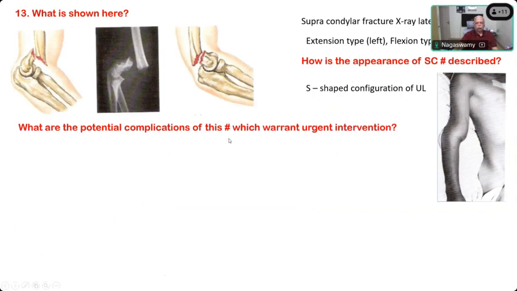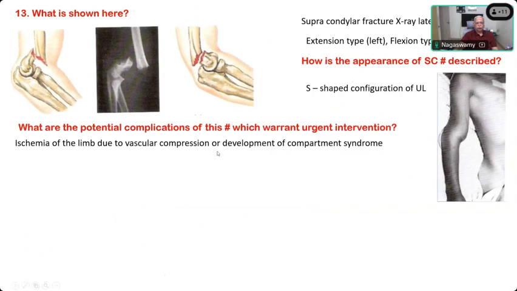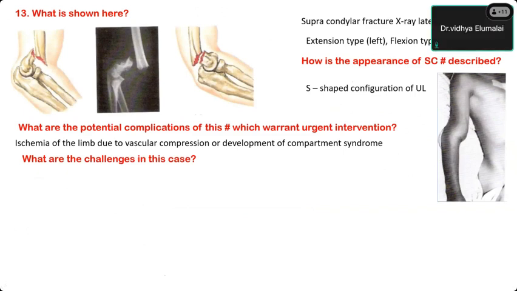What are the potential complications of this fracture which warrant urgent intervention? Neurovascular injury, neurovascular deficit. Very good. Ischemia of the limb due to vascular compression or development of compartment syndrome. What are the challenges in this case? It commonly occurs in the pediatric age group. Very good. And the patient will have only one limb, so difficult IV access. Radial nerve injury can be there.